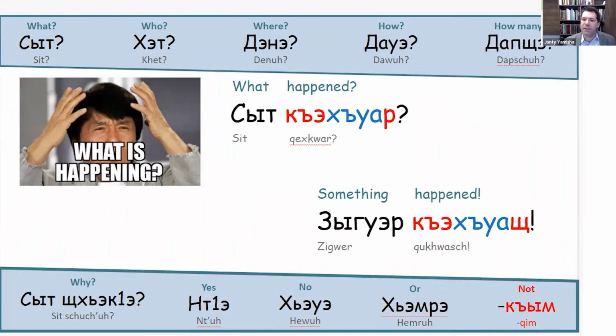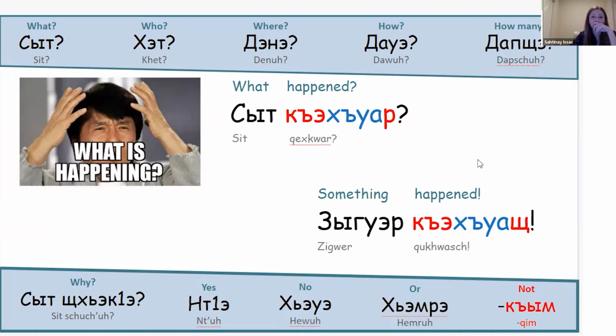That ar at the end of it means, let me think. Qa doesn't really translate here for a gloss translation, but that ar, remember when we said sh'alim khajabzim jre'a, I said that ar inside the verb means that he is saying something? So here, when we put ar at the end of it, it means that something has happened. What is the something that happened? Sit qahwar, zagwar qahwash, satanai.